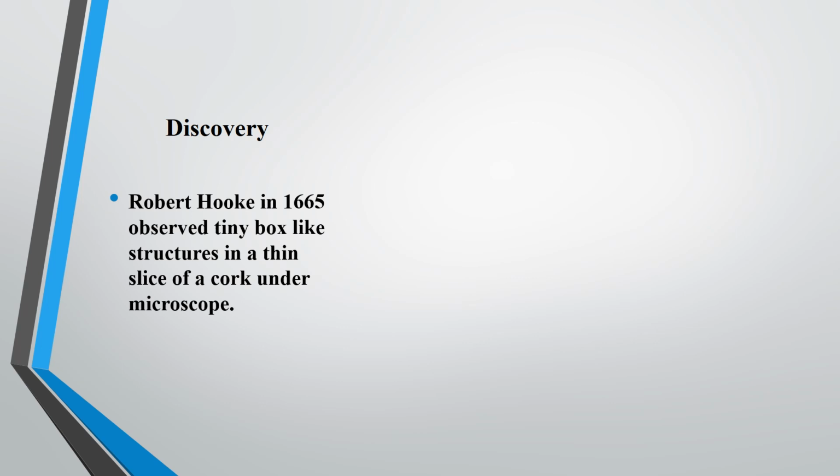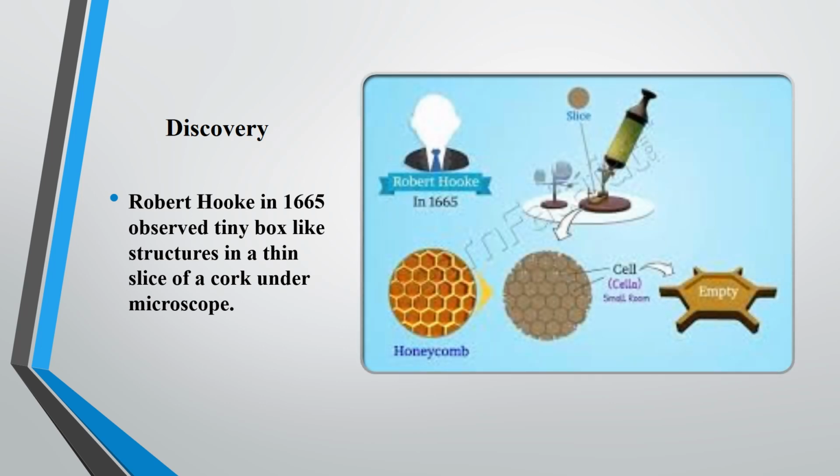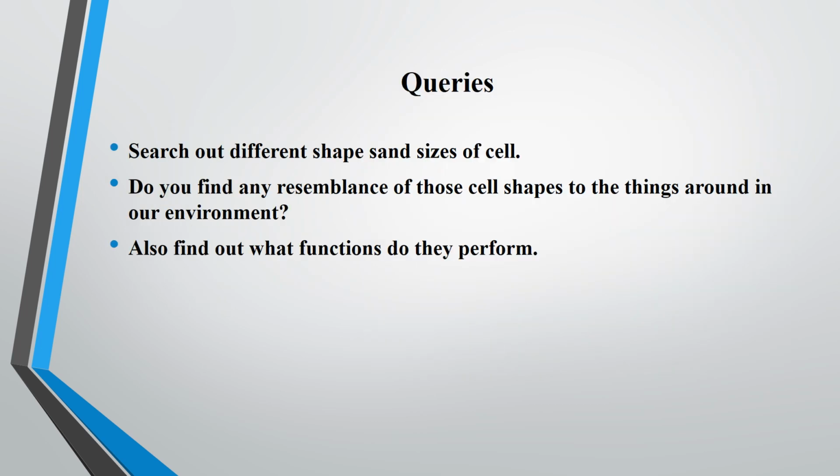The term cell was actually first used by a scientist named Robert Hooke in 1665. He observed a thin slice of a cork under a microscope, which looked like tiny boxes. If you have a close look at the diagram, you can see that they look quite similar to a honeycomb. That is why they were named as cells.